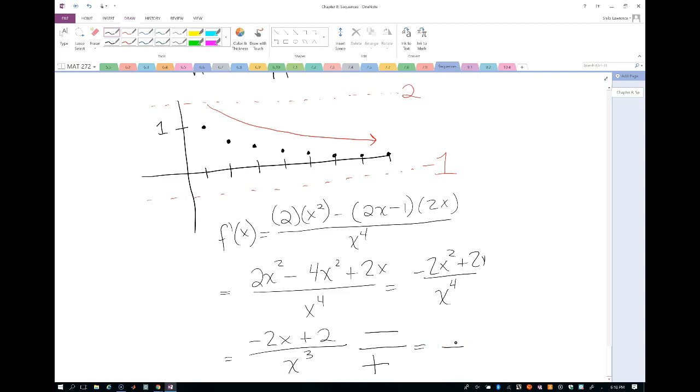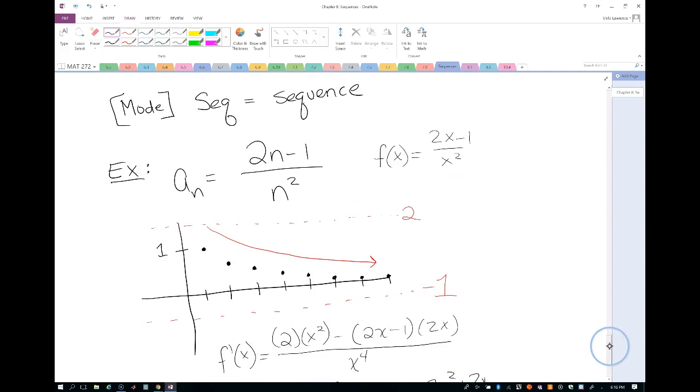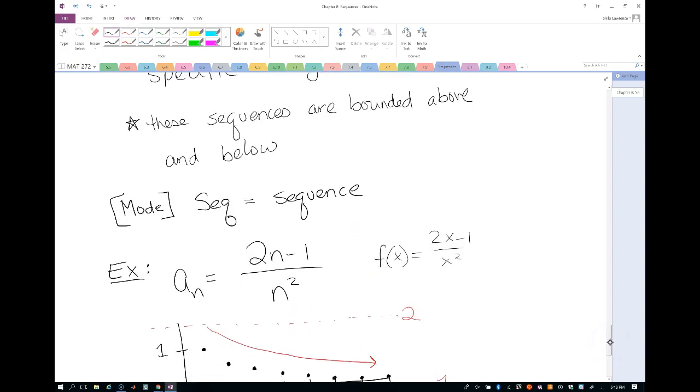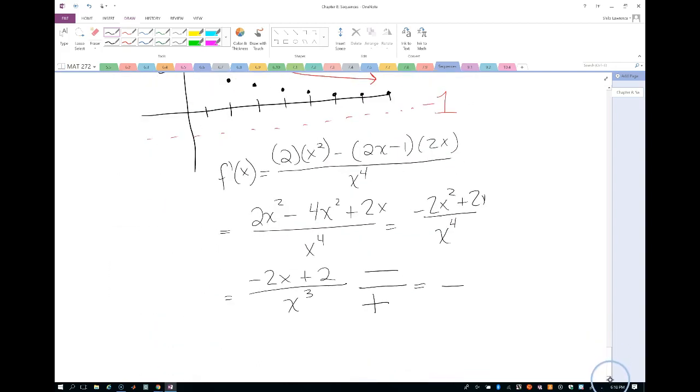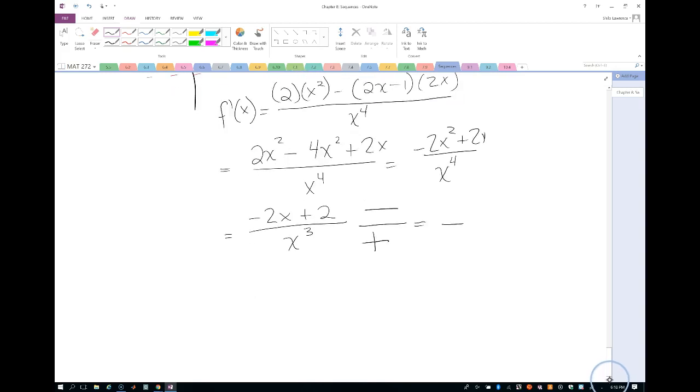It is monotonic, and we also showed that it's bounded, and that proves that it must have a limit. It doesn't exactly tell us how to find it, but it proves that it does have one.